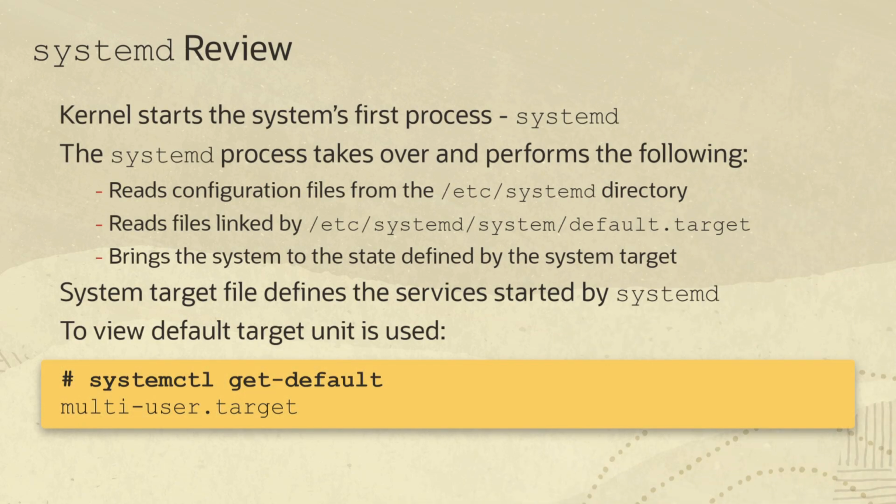The Linux kernel starts the systemd process with a process ID of 1. The systemd process then takes over and brings the system to the state defined by the system target. It reads files linked by /etc/systemd/system/default.target. The system target file defines the services that systemd starts. To view which target unit is used by default, you can run the systemctl get-default command.